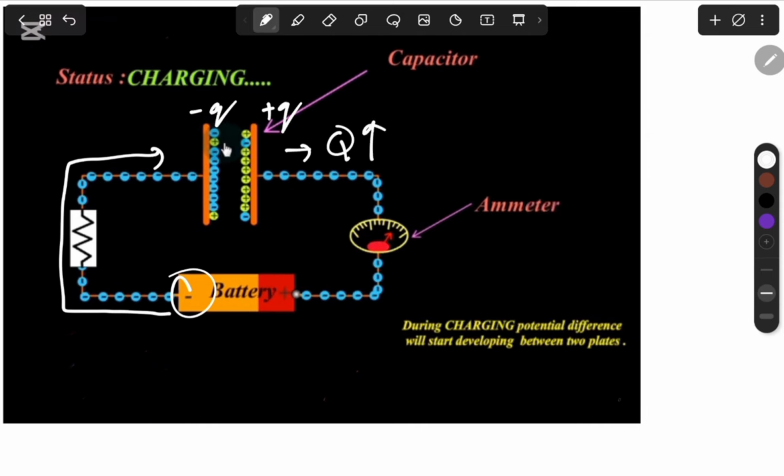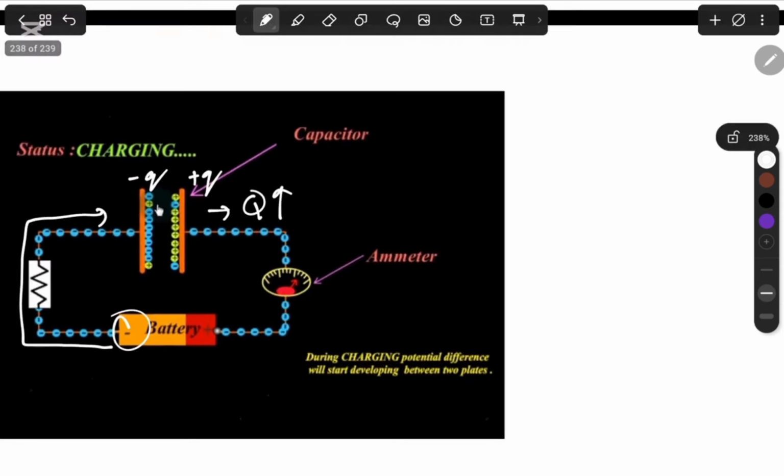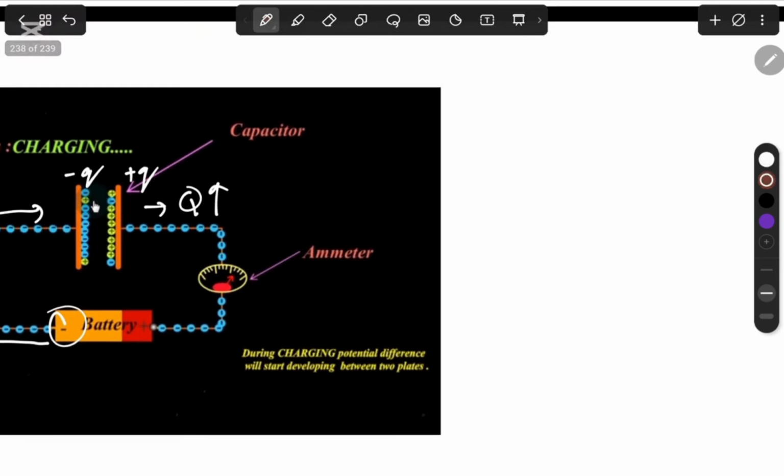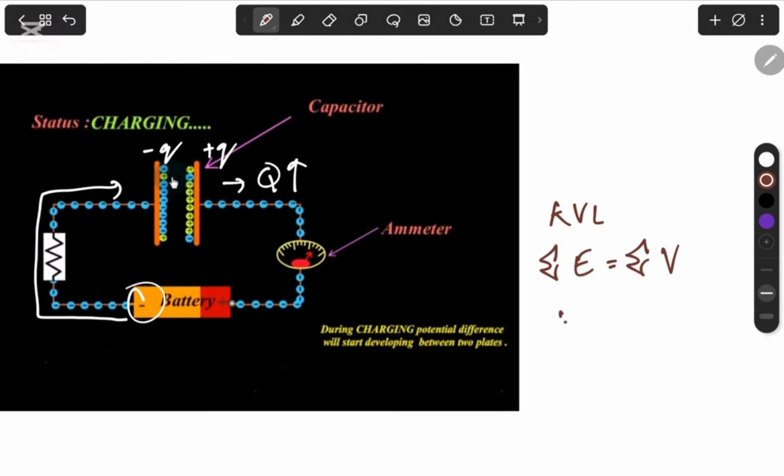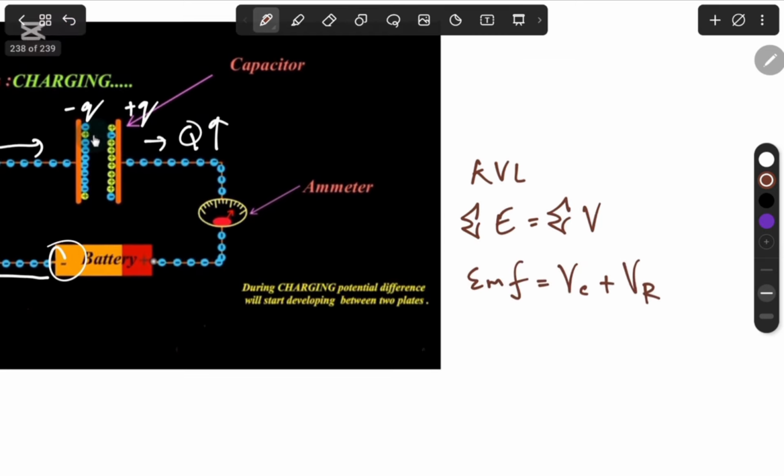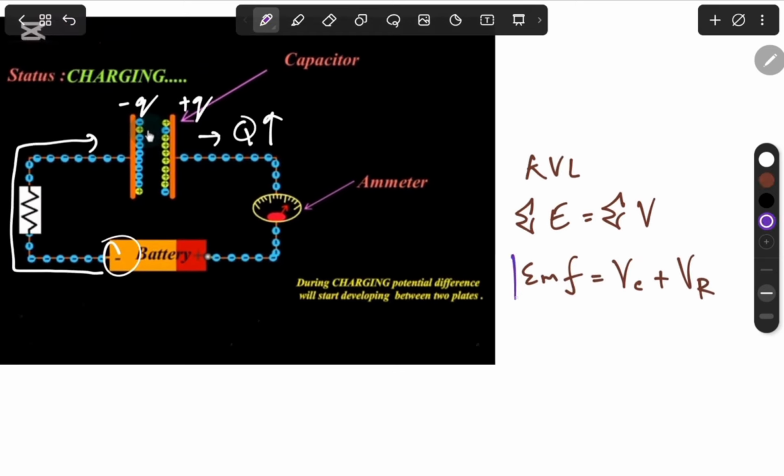Okay, now I'm going to pause here and we're going to talk about potential difference. I hope you remember your Kirchhoff's voltage law, which says that the sum of EMFs is equal to the sum of the potential differences. For this circuit, we can say the EMF of the battery is equal to the potential difference across the capacitor plus the potential difference across the resistor. Okay, so that's what the equation looks like.